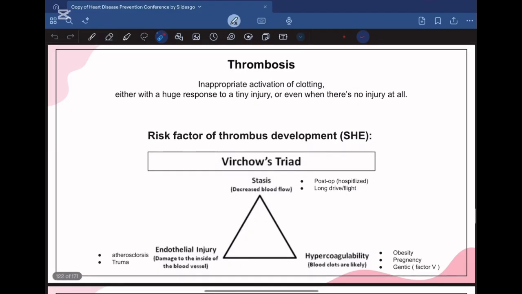So that you understand it, why does thrombosis happen? What are the risk factors of thrombosis? So we have this keyword or this mnemonic, which is SHE. Okay, and this was taken from the First Aid USMLE book.